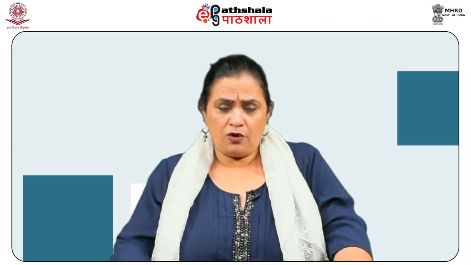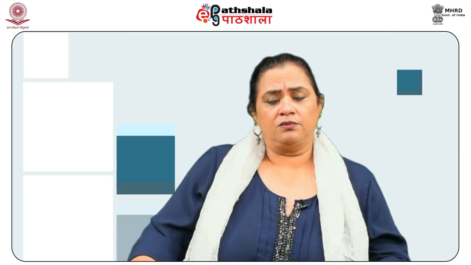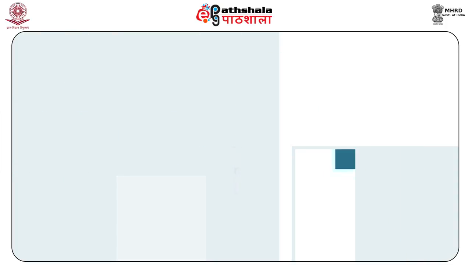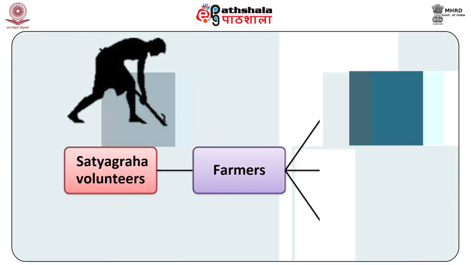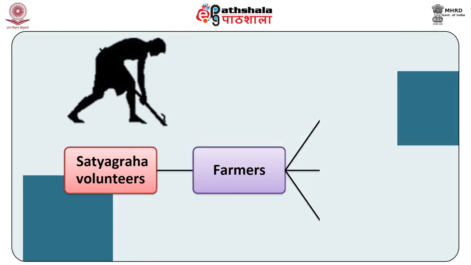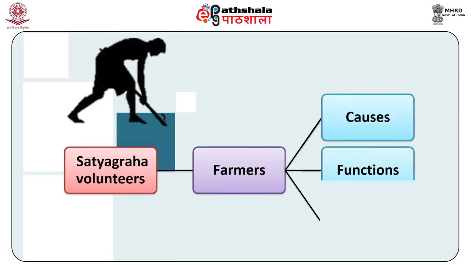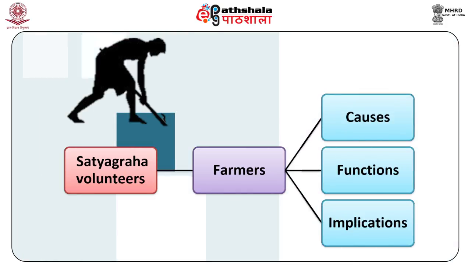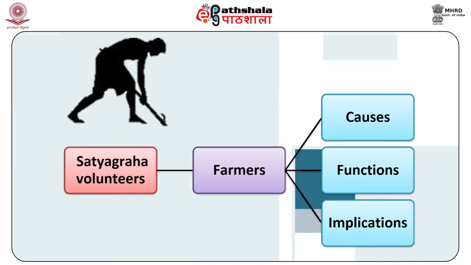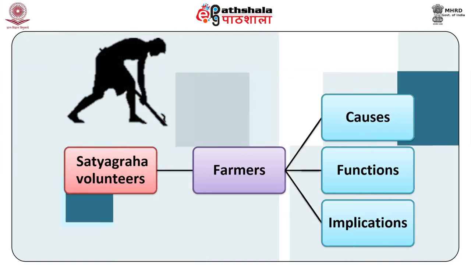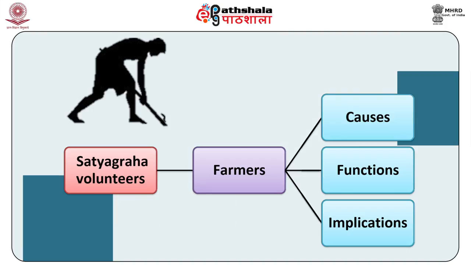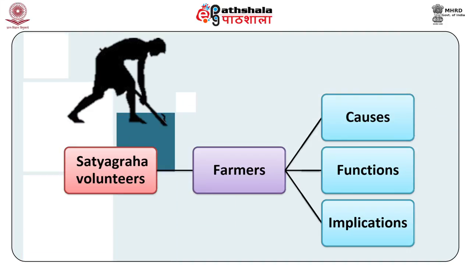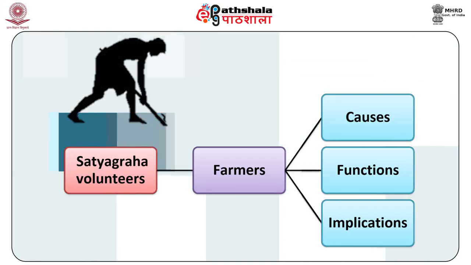In this strategy, the prospective participants are educated at the individual, group, and mass level. Individual level work: at Bardoli, the Satyagraha volunteers went to the farmers individually and explained to them the causes, functions, and implications of their involvement in the Satyagraha.